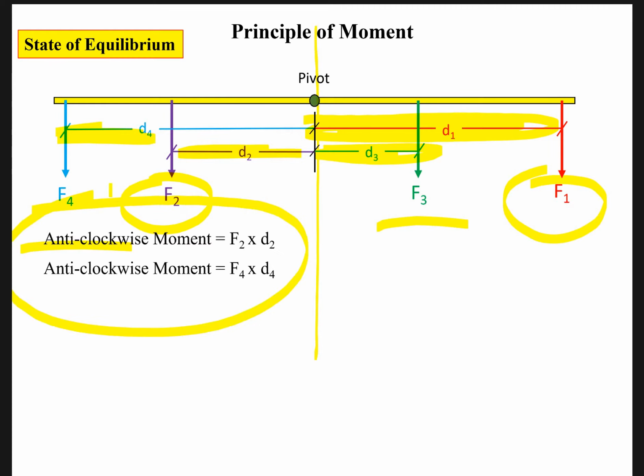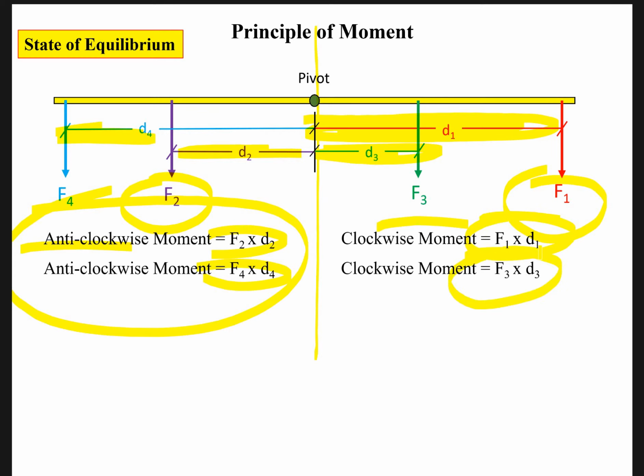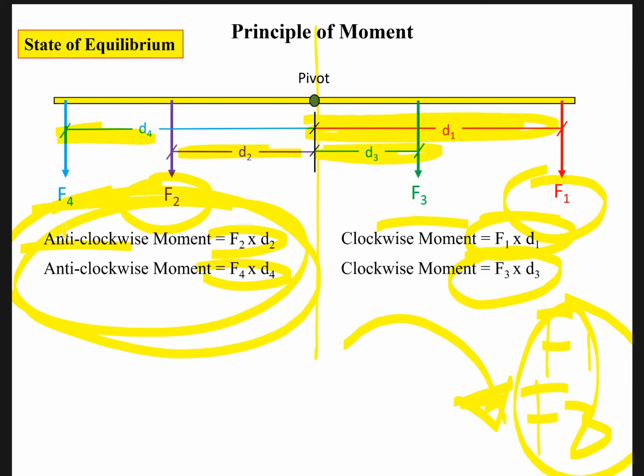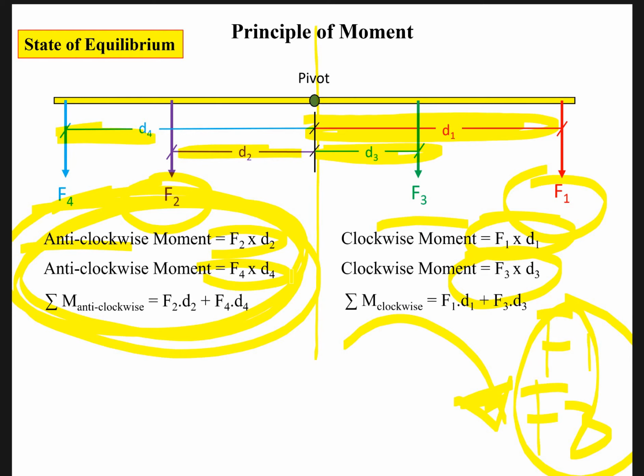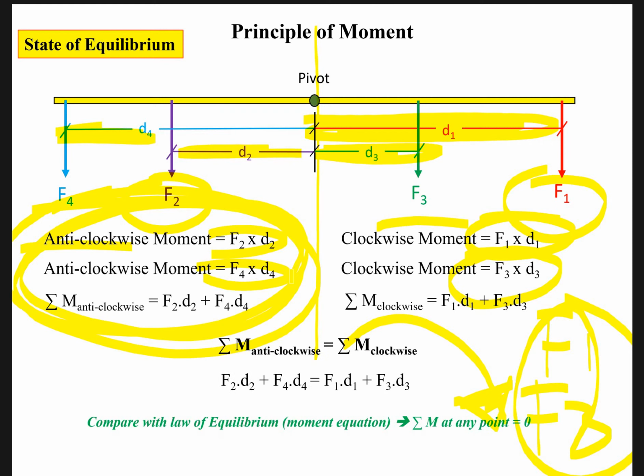The anticlockwise moments are shown by these relations. F2 into D2 is the anticlockwise moment and F4 into D4 is the anticlockwise moment. Similarly, the clockwise moments are F1 into D1 and F3 into D3. Because for creating a clockwise moment, which is in this direction, probably F1 and F3 are responsible, right? And for creating an anticlockwise moment, F2 and F4 are responsible. So that is how the sum of anticlockwise moments and clockwise moments would be calculated. And according to the principle of moments, they should be equal if it's achieving the equilibrium state, only then.